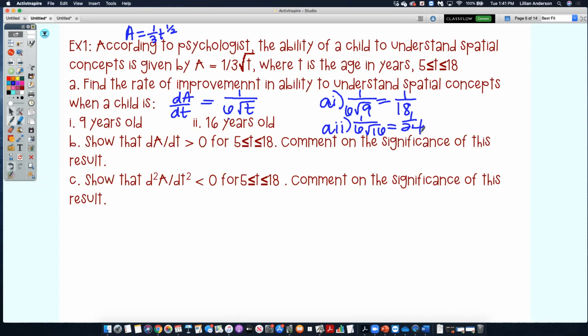Wait, so how did you find that dA over dt? We use the power rule. You multiply the exponent to the constant. So that becomes 1/2 times 1/3. Then remember, you subtract 1 from your exponent. So you technically get 1/6 t to the negative 1/2. But you have to make it positive. So you bring that t down to the denominator where the 6 is. And it'll technically be 1/6 t to the 1/2, where you just rewrote it as square root.